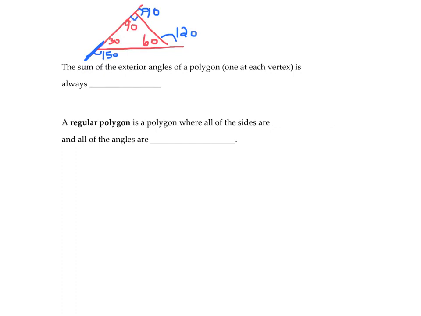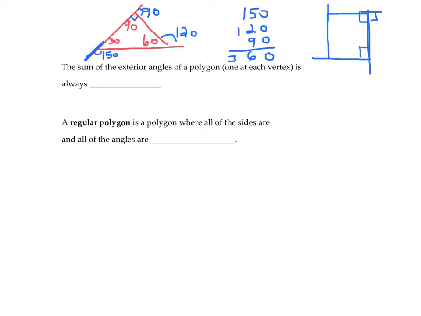So check it out. Take those three angles, 150, 120, and 90, and add them up and see what we get. 360 degrees. Now let's try it with a square. If you have a square and you extend each side, okay, if this is 90, this has to be 90. 90, 90, and so forth.